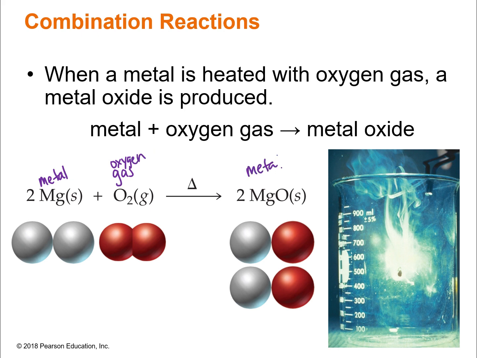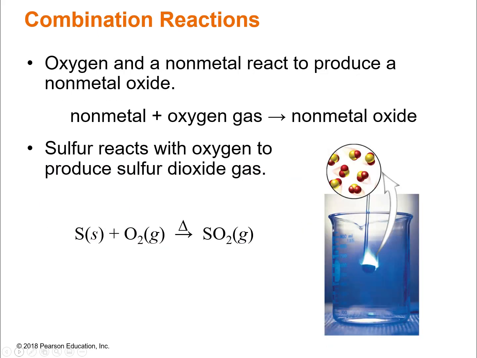I'm just labeling it here. So we actually had this reaction that we had to write in words. So that's one example of a combination reaction. Again, notice that it's heated, so you have that triangle. Another example of a combination reaction would be oxygen plus a nonmetal reacting to make a nonmetal oxide. So if you take sulfur and combine it with oxygen and heat it, then you can make sulfur dioxide gas.